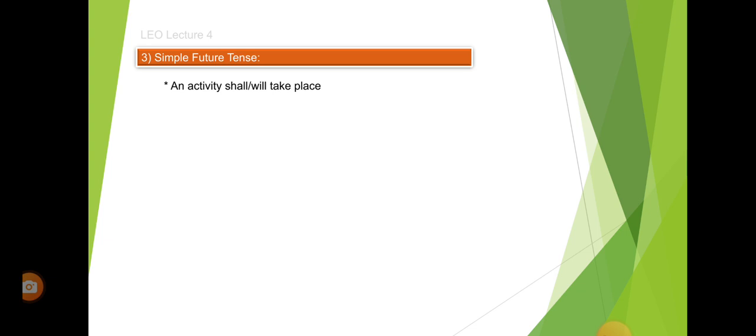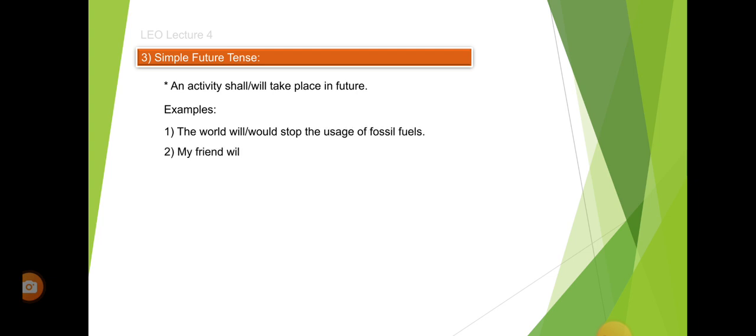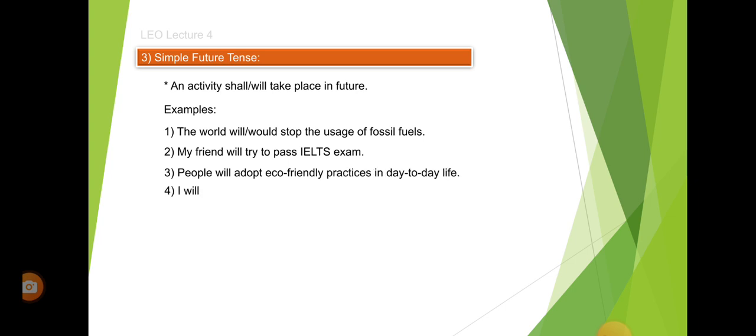Here we have the definition of this tense. It says an activity shall or will take place in the future. I'm going to put forward some examples as well. By going through these examples, you can make up your mind that simple future tense sentences have to be formed with will or shall followed by the simple form of the verb.